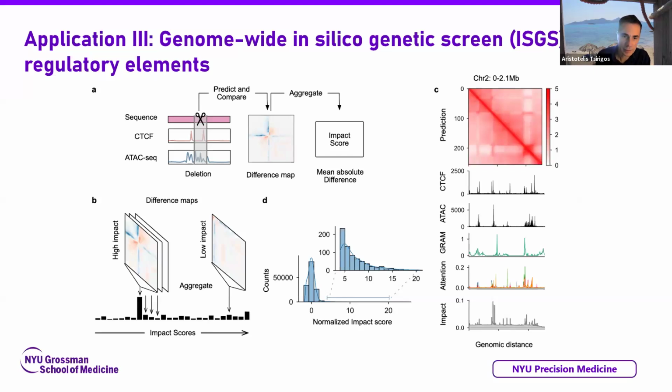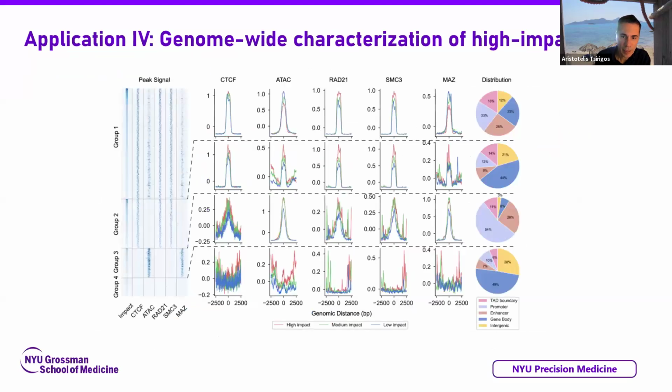Now, once you do that, I'm going to skip this. Once you do that, you can characterize all the regulatory elements or all positions in the genome by their impact on chromatin organization and as a result on gene regulation. And what we found is if you have this impact score now genome-wide, you can build groups of regulatory elements and characterize them by what else is binding there. So what we found, broadly speaking, is 4 different groups. So one group was expected.